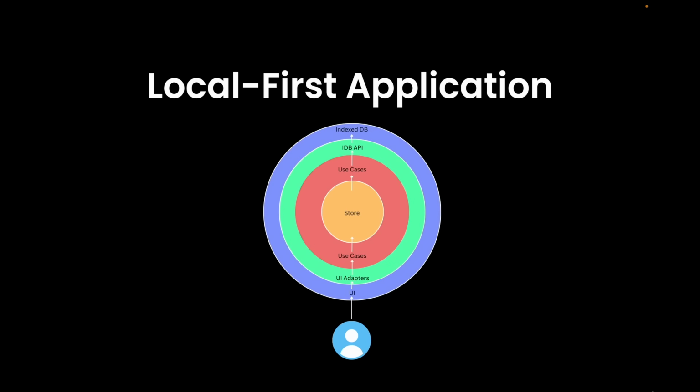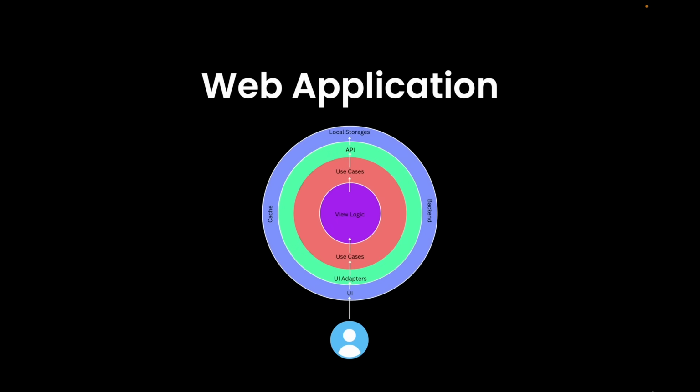Entities, local data models, use cases, data manipulation logic, adapters, bridge between UI and IndexedDB, and frameworks: Vue, React, and IndexedDB API. So instead of calling a database API, the use cases interact with IndexedDB instead. And the last example is a pure UI web app with just view logic on the client side. In that scenario, the core logic is all UI based.